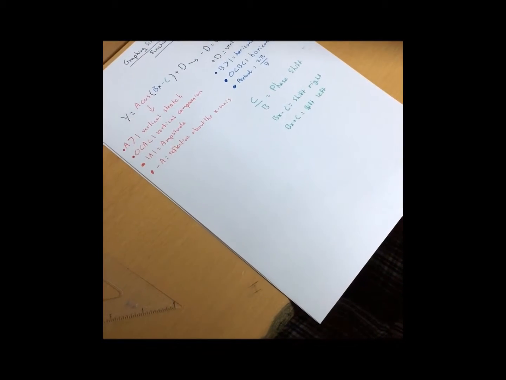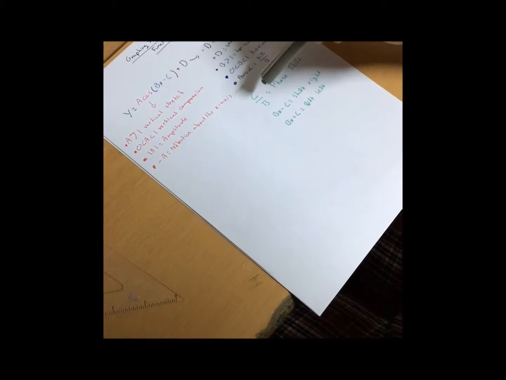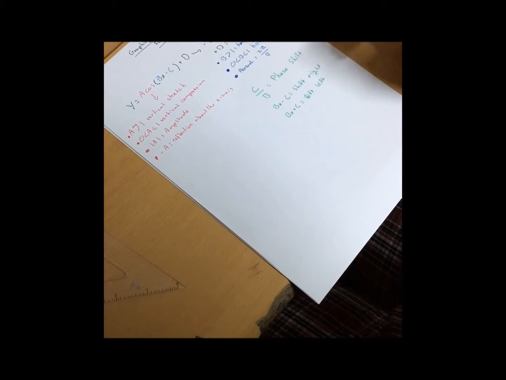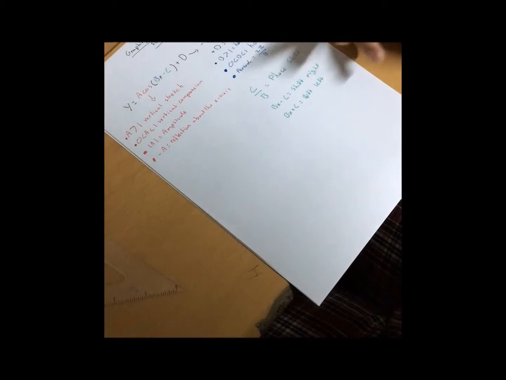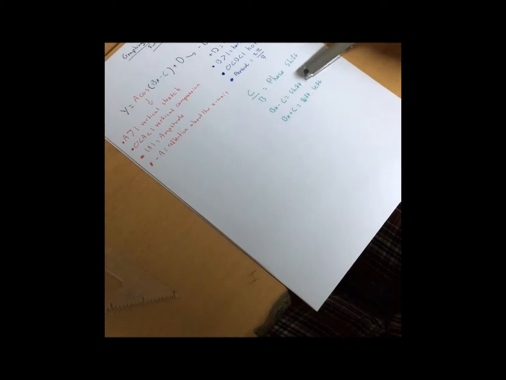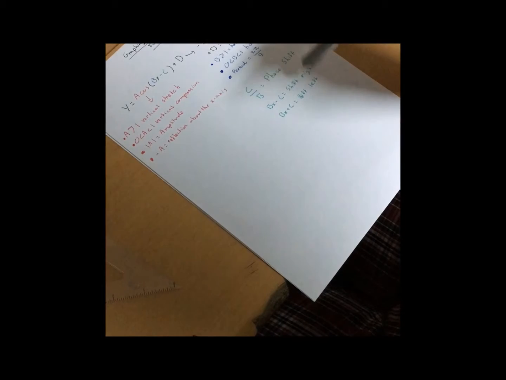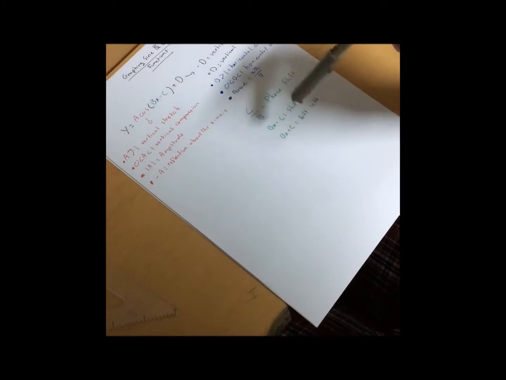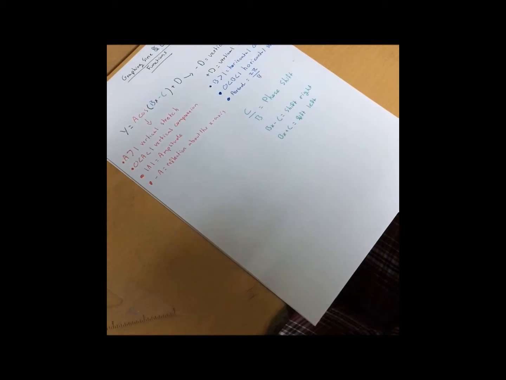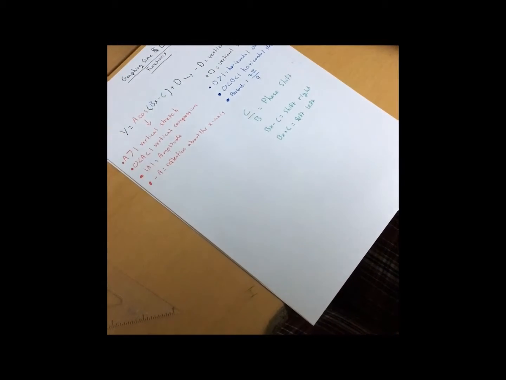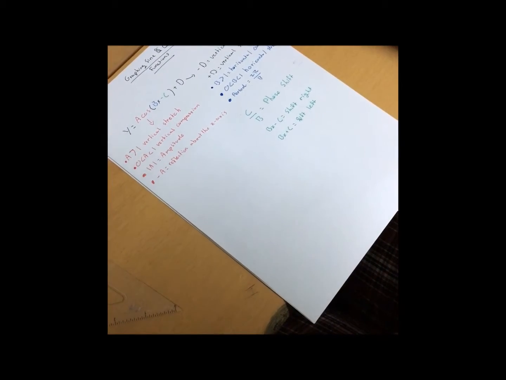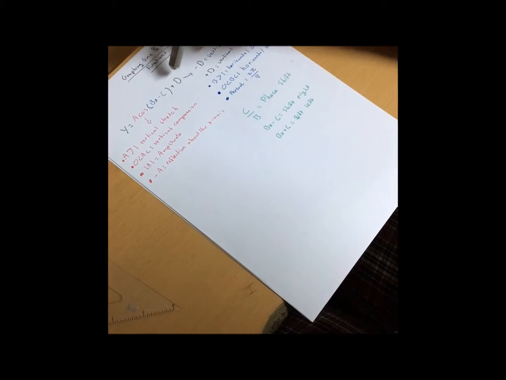Going up to c, c over b is the phase shift. In order to calculate the phase shift, you have to do c over b. If it's bx minus c, you shift to the right. If it's bx plus c, you shift to the left. And d is the vertical shift. If it's negative d, it's a vertical shift down. If it's plus d, it will be a vertical shift up.